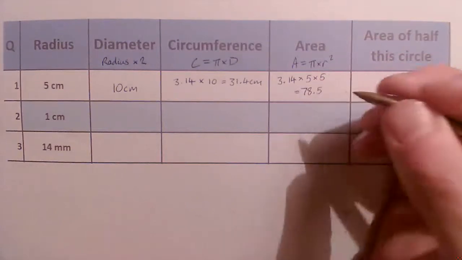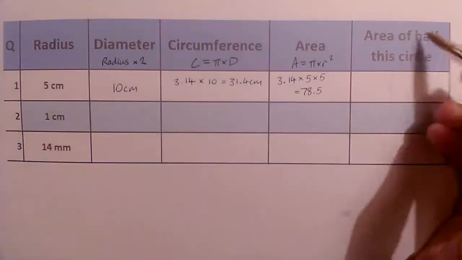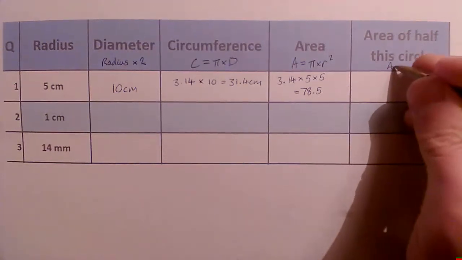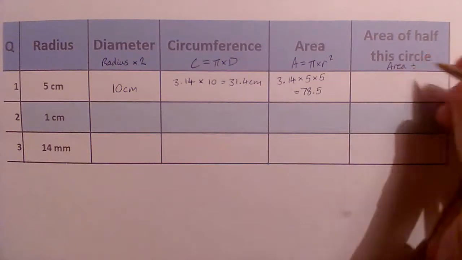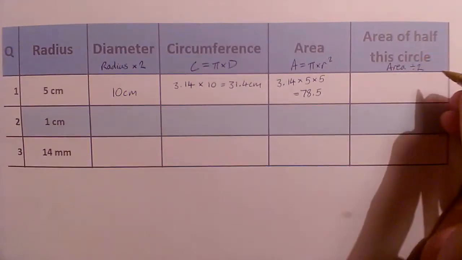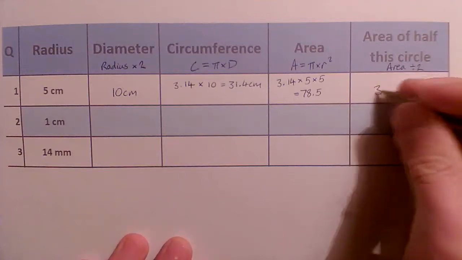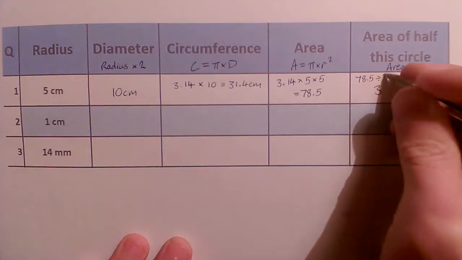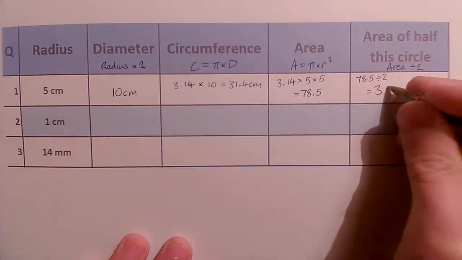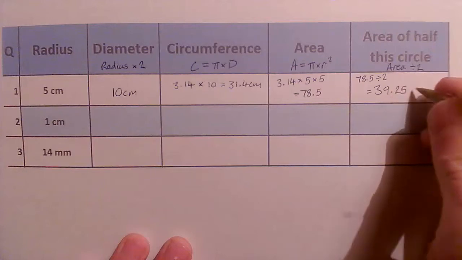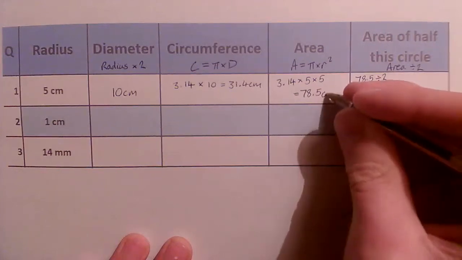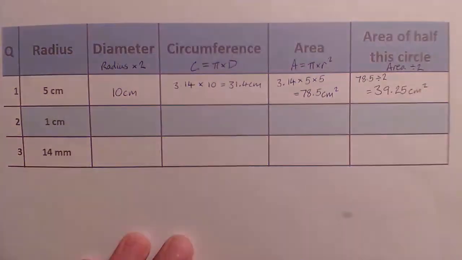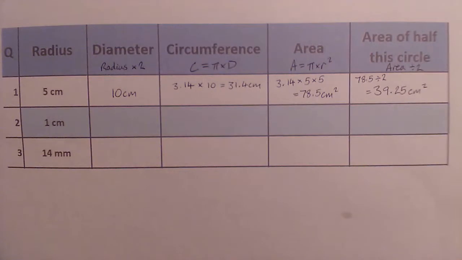78.5. Now, this last column, I said area of half the circle. So if the full circle is 78.5, then half the circle is just doing the area of the whole circle divided by 2. And you can check that. I'm just doing that on my calculator. 78.5 divided by 2, and that equals, when I put it in the calculator, 39.25. Now, I haven't given either of these units. They're both areas. They should be centimeters squared for both of them. So there's an example of how I filled in the first row.